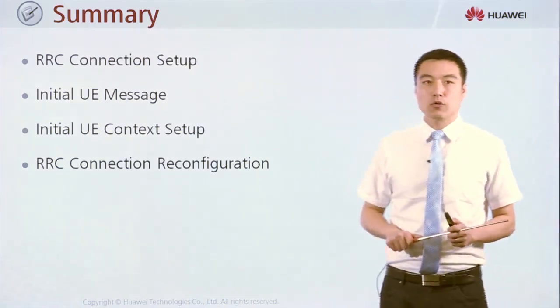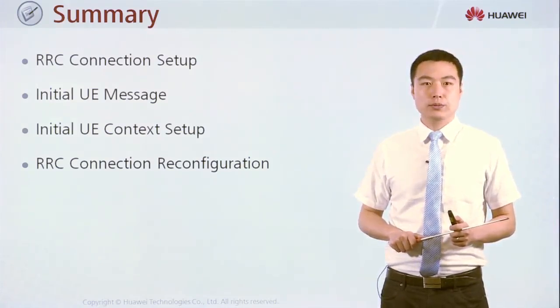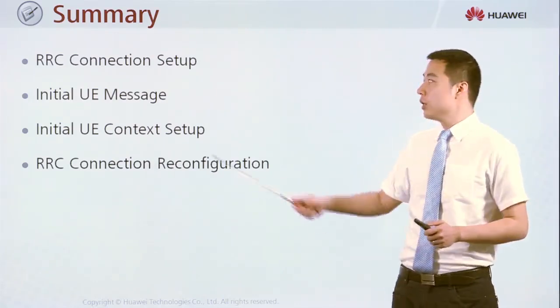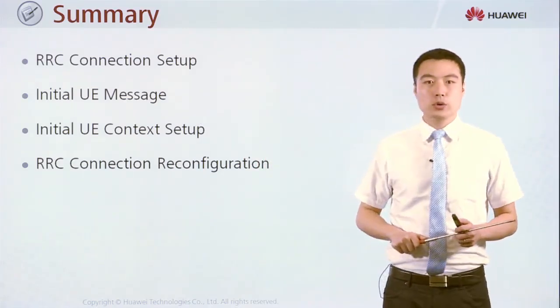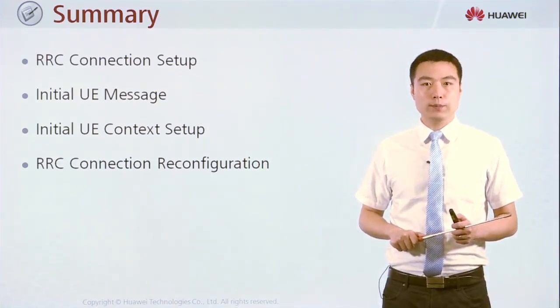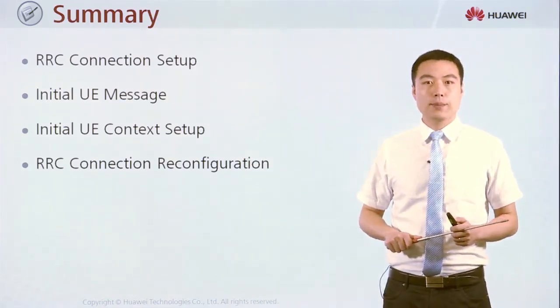Let's have a summary for this section. In this section, we discussed the RRC connection setup procedure. For the RRC connection setup procedure, we have 3 signaling messages: RRC connection setup request, then RRC connection setup, and lastly, RRC connection setup complete. In total, 3 messages. After we set up the RRC connection, the UE will send the initial UE message to the core network directly in order to tell the core network the purpose of the UE. For example, maybe the UE wants to perform the attach procedure, or maybe the UE wants to set up services.